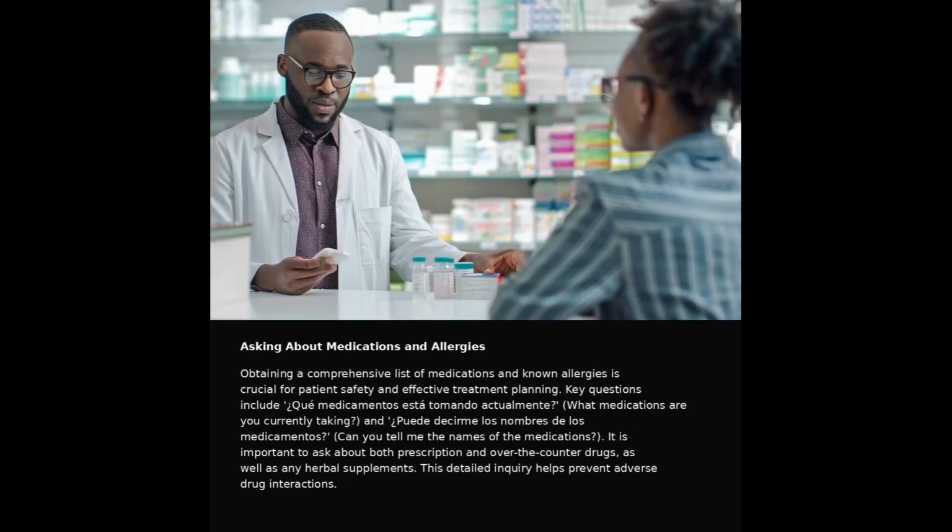Asking about medications and allergies. Obtaining a comprehensive list of medications and known allergies is crucial for patient safety and effective treatment planning. Key questions include: ¿Qué medicamentos está tomando actualmente? What medications are you currently taking? And ¿Puede decirme los nombres de los medicamentos? Can you tell me the names of the medications? It is important to ask about both prescription and over-the-counter drugs, as well as any herbal supplements. This detailed inquiry helps prevent adverse drug interactions.